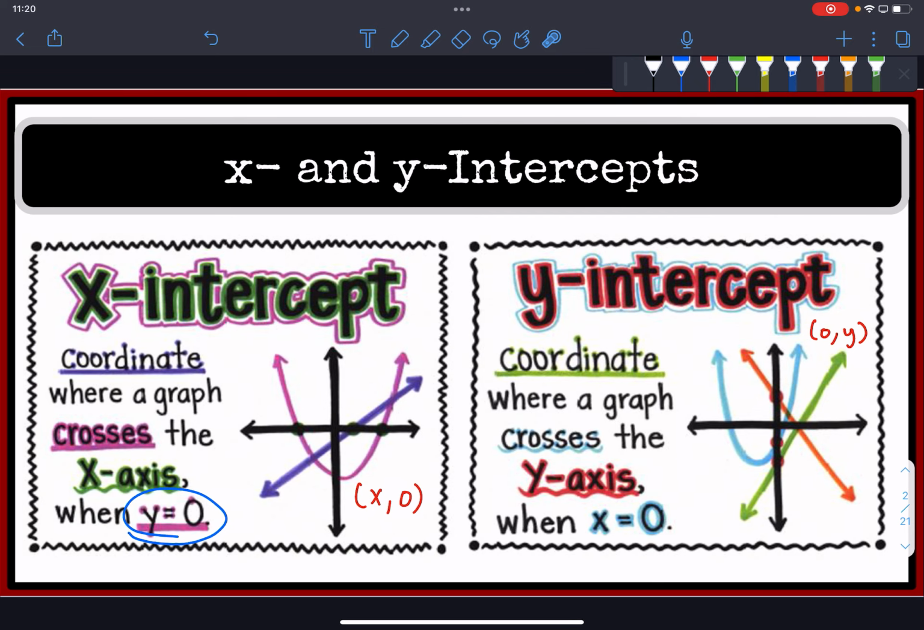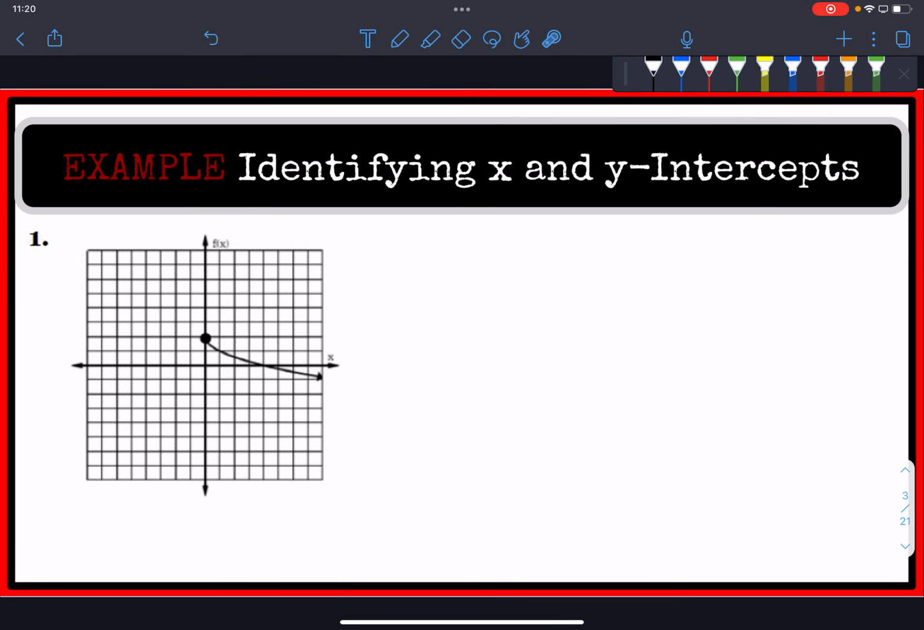So let's look at some examples. In this example right here, this graph has both an x and a y-intercept. The y-intercept is located here in red, which has the coordinate of 0, 2. Let me write over here instead. And the x-intercept, which I'll write in blue, is located here, which has the coordinate point of 4, 0. So those are your x and y intercepts.